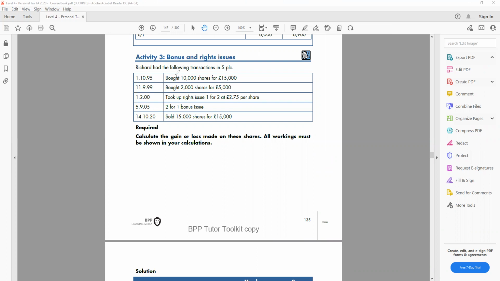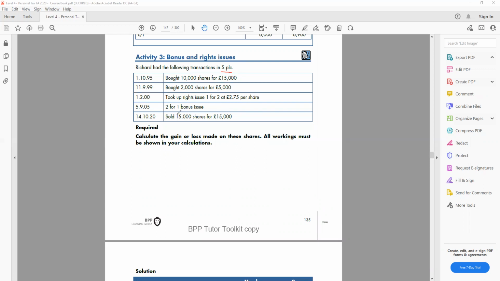Okay, let's try this one, activity 3, bonus and the rights issue. Richard had the following transactions in SPLC. On 1st of October 1995, he purchased 10,000 shares for £15,000. Then on 1st of September, 2,000 shares for £5,000. On 1st of February, took a rights issue of 1 for 2 at 2.75 per share.